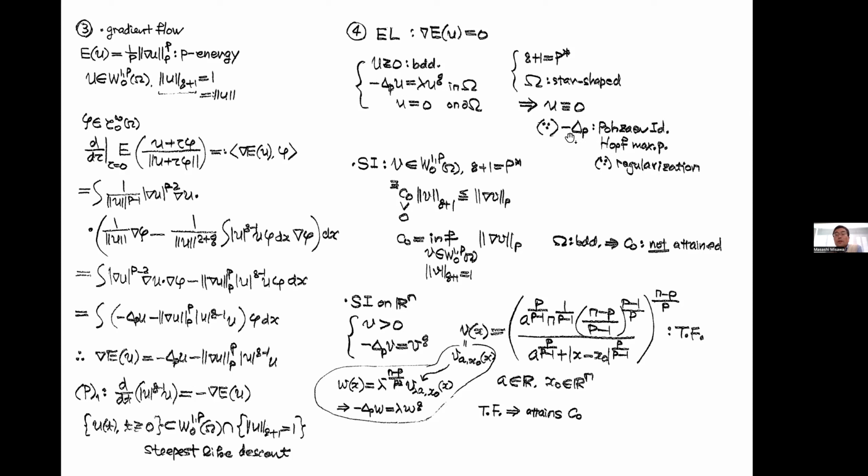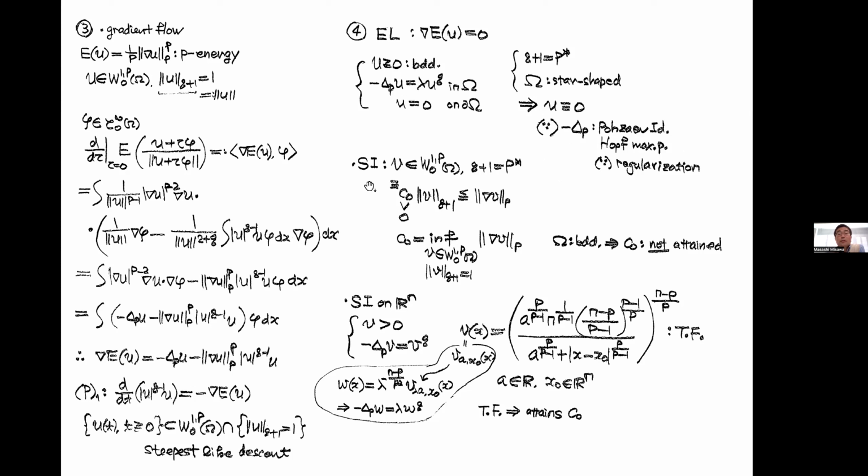But I want to make one comment here for the p-Laplace operator. The p-Laplace operator is a degenerate and singular elliptic operator, so to show the validity of the Pohozaev identity and the Hopf maximum principle, we have to use the usual regularization of the p-Laplace operator. Anyway, we can show the Pohozaev identity and Hopf maximum principle hold true for the p-Laplace operator. Then we have this result.